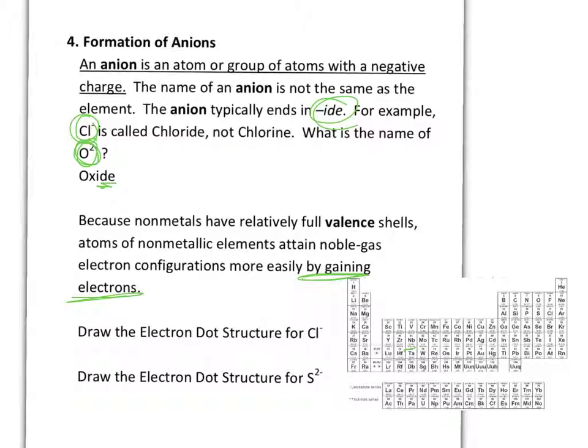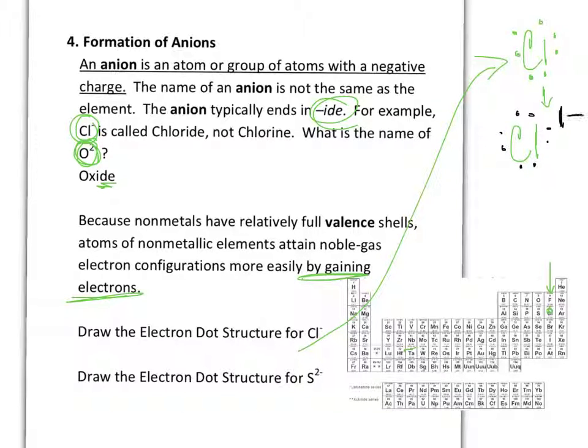So the electron dot structure for chlorine. Let's go up here to make more space. Chlorine, as you can see here, is in family number 7. So chlorine itself would have an electron configuration of 1, 2, 3, 4, 5, 6, 7. But the chloride ion will look like this. It will have all 8. 1, 2, 3, 4, 5, 6, 7, 8. And it will have a charge of 1 minus because it has gained 1 electron.